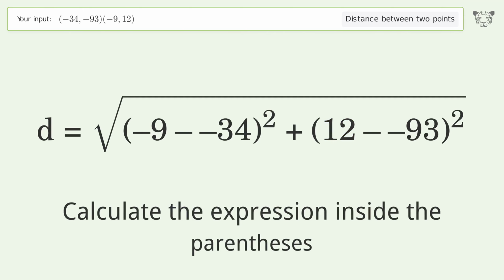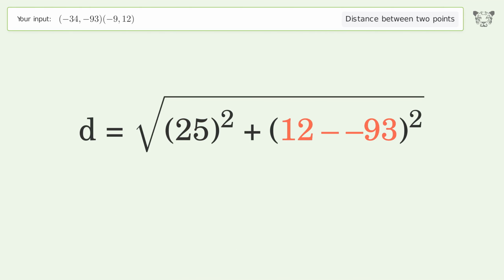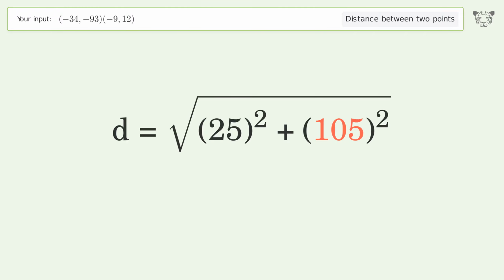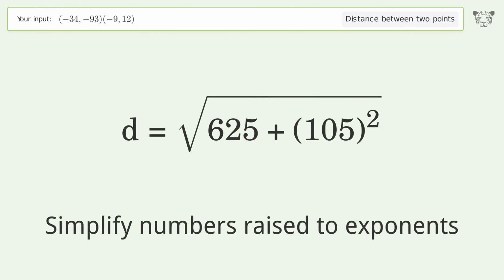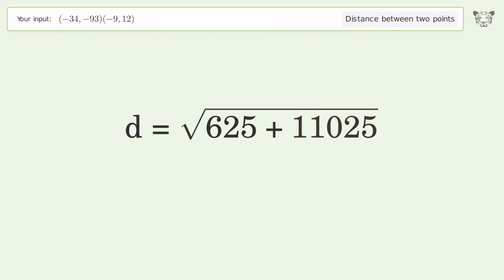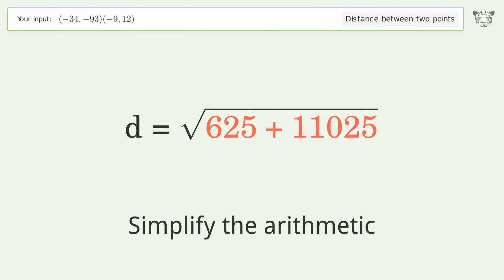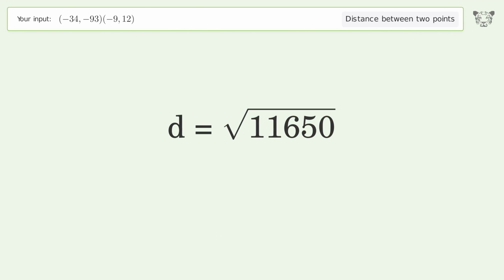Calculate the expression inside the parentheses. Simplify numbers raised to exponents. Simplify the arithmetic. And so the distance between the 2 points is the square root of 11,650, or 107.935.